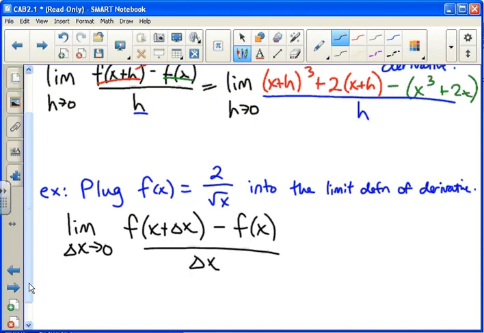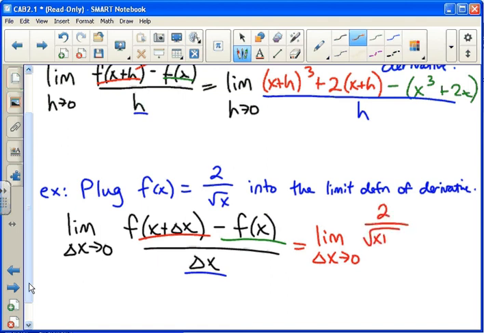So first we have the limit as delta x approaches 0. And then we take x plus delta x and plug it into our function. And then we subtract f of x, so we subtract the original function. And we divide the whole thing by delta x. And that is the limit definition of the derivative, and it bridges us from limits into derivatives.